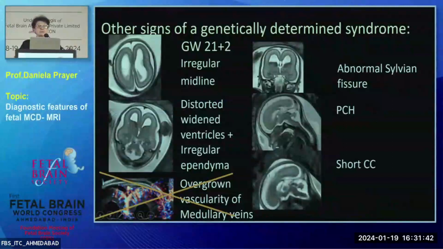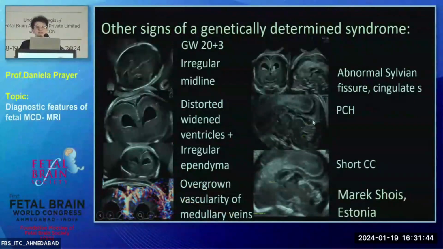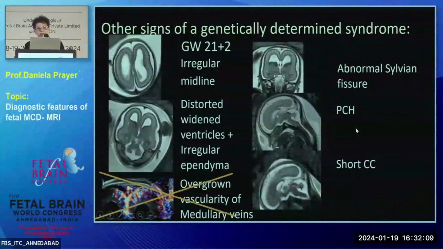The irregular midline, that we already saw from Gustavo, the distorted white ventricles with the irregular ependyma. And he also showed the overgrown vascularity of the medullary veins, abnormal Sylvian fissure and cingulate sulcus, pontocerebellar hypoplasia, and short corpus callosum. So what can it be? A tubulinopathy, but still he wanted to have an MRI.